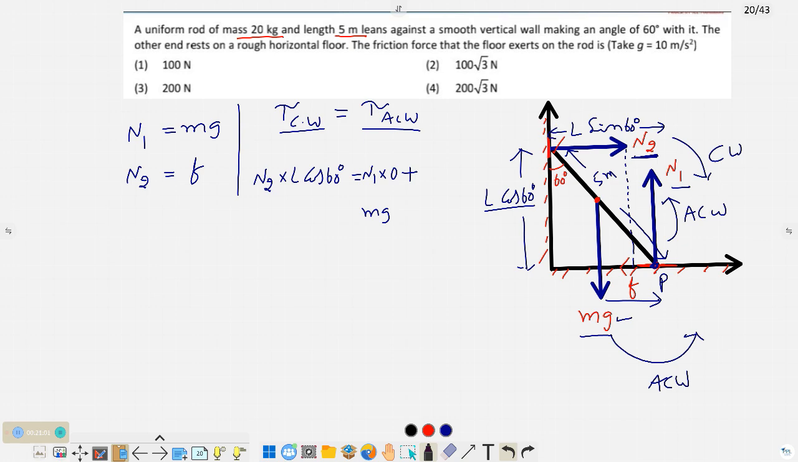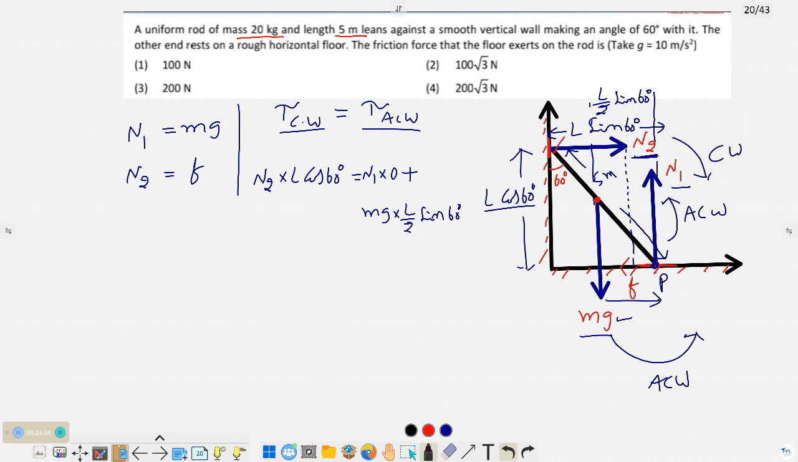In that L, okay, sin 60 now becomes from this point to this point. From this point to this point, it becomes L by 2. Sin 60 becomes half of that. So mg is at a distance from the point P, how much distance? That is L by 2. That is sin 60. Okay, this is the force into perpendicular distance.